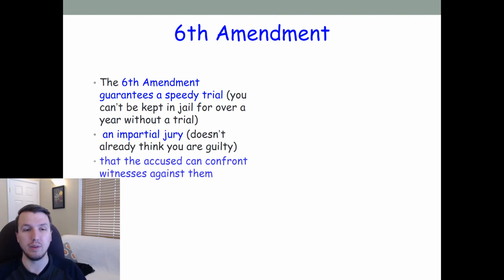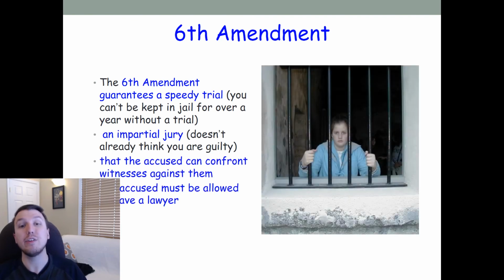Sixth Amendment, I'm just going to put it all out there so you can read it now. It guarantees a speedy trial. You can't be kept in jail for over a year without a trial. Also, you get an impartial jury. You've probably heard of a jury before. A jury is just a jury of citizens that are impartial, which means they don't think you're necessarily guilty. And it's the idea that these jurors will decide through evidence and argument why you're innocent or guilty.